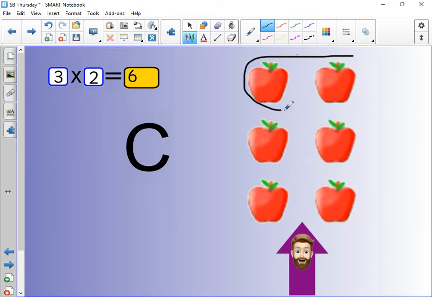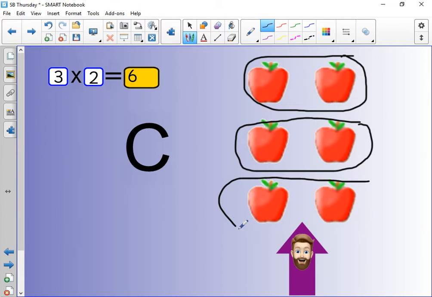I can see the 2's. They're in rows this time. There's the second group. And there's the third group. Let's count in 2's. 2, 4, 6.